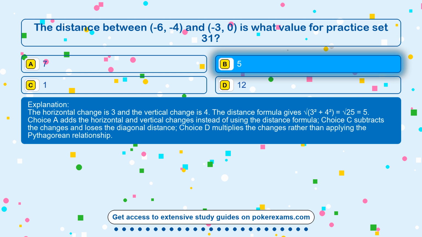Choice A adds the horizontal and vertical changes instead of using the distance formula. Choice C subtracts the changes and loses the diagonal distance. Choice D multiplies the changes rather than applying the Pythagorean relationship.